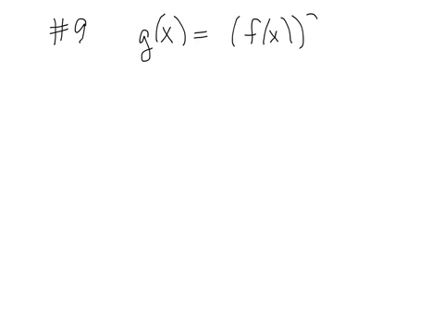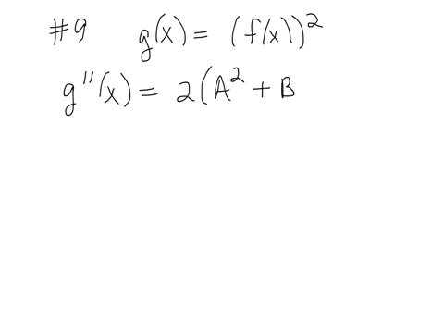For number 9, you know that g of x is equal to the quantity f of x squared. Now, you also know that g double prime of x is equal to 2 times the quantity capital A squared plus capital B times f double prime of x. You want to find out what A is equal to, and you want to find out what B is equal to.